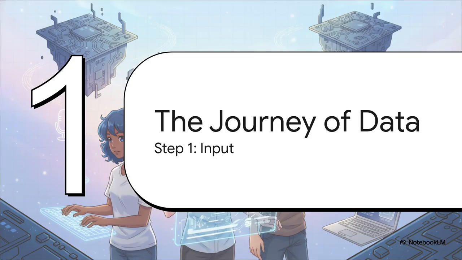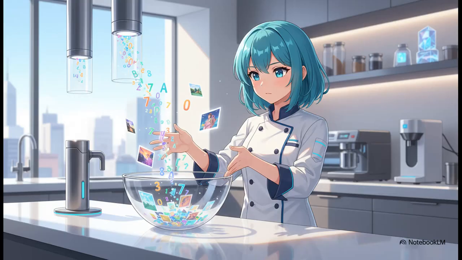So, let's start at the very beginning with step one, input. Now, in our kitchen analogy, this is the part where we go and gather up all the ingredients for whatever digital meal we're about to make. So what are these ingredients exactly? Well, input is just the raw information we feed the machine. Every letter you type into a search bar, every number you punch into a calculator app, every photo you upload, yep, that's all just raw data.